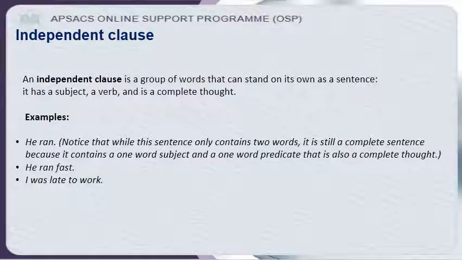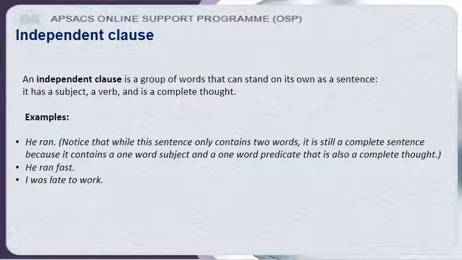So what is an independent clause? An independent clause is a group of words that can stand on its own as a sentence. It has a subject, a verb, and is a complete thought. That is really important: it is a clause that has a complete thought in it. Look at the examples. He ran. Students, you may notice that these are only two words. He ran. But while this sentence only contains two words, it is still a complete sentence.